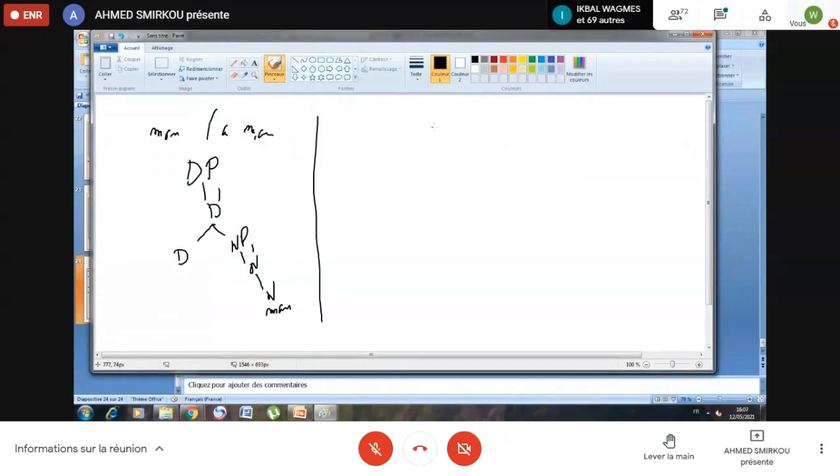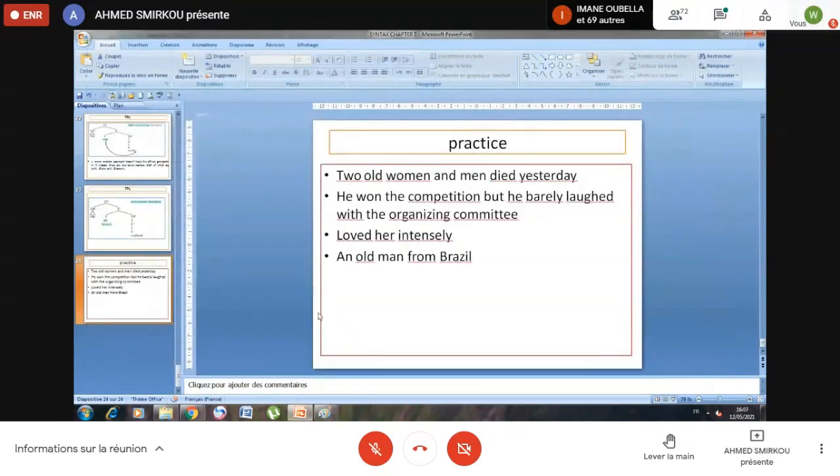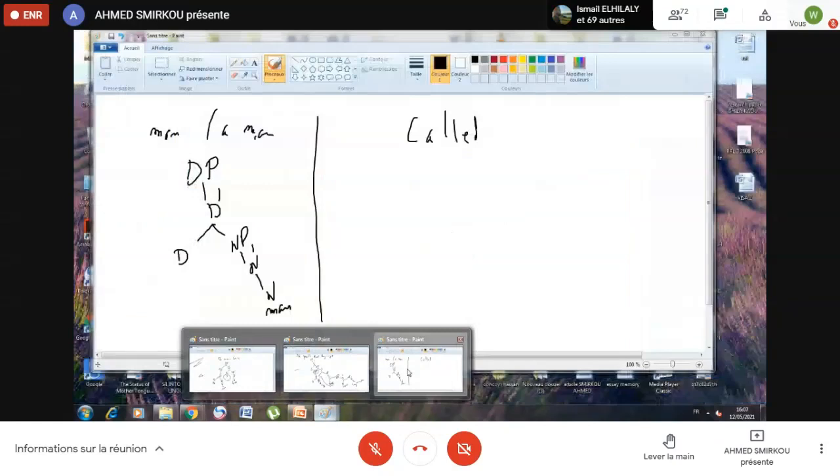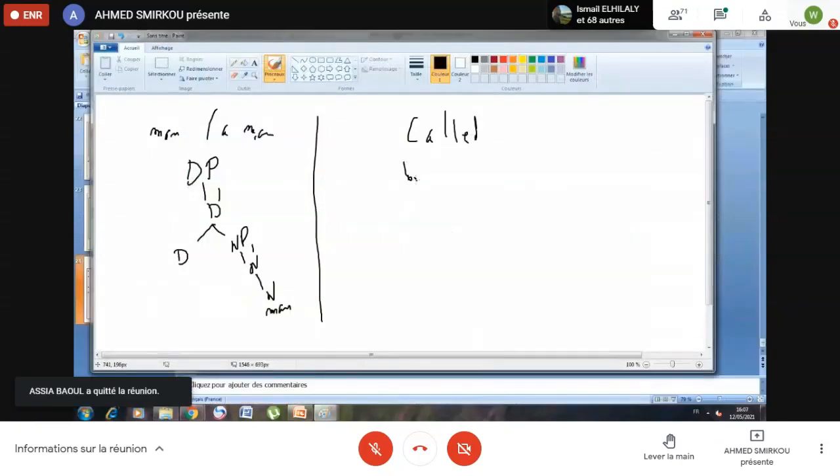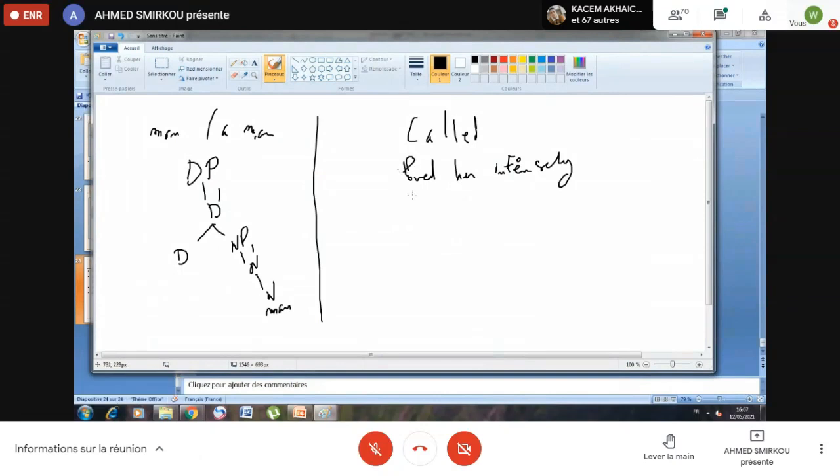And if you have a verb phrase, for example, loved her intensely. So here, loved her, this clause is a verb phrase. So you don't need to start with CP. Remember, please, we start with CP only when we have a sentence. If we have a noun phrase, we start with DP. If you have a verb phrase, it starts with TP, T bar, T zero bar.